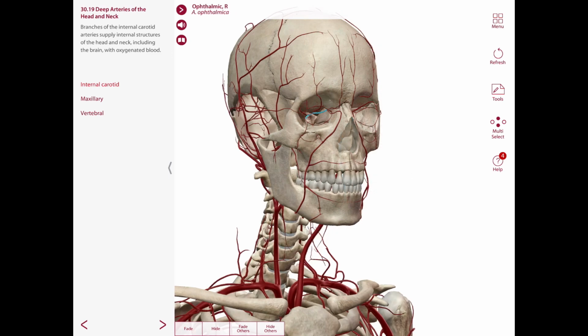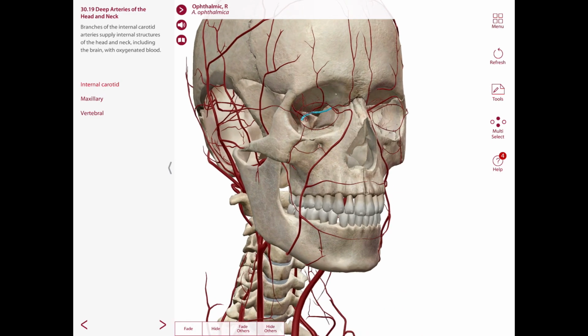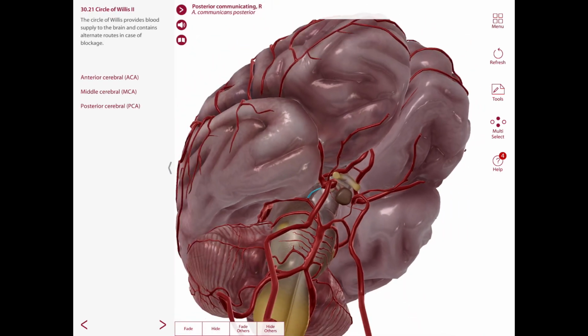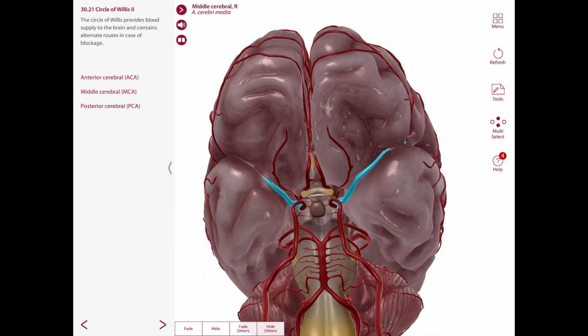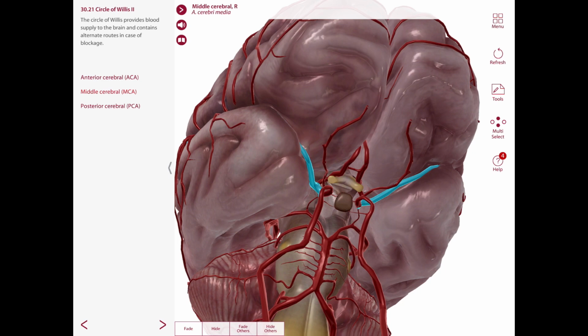The main branches include an ophthalmic artery that enters the orbit via the optic canal, together with the optic nerve, a posterior communicating artery that connects the internal carotid artery and the posterior cerebral arteries, and 2 terminal branches, an anterior and a middle cerebral artery. The right and left anterior cerebral arteries are connected to each other by an anterior communicating artery.